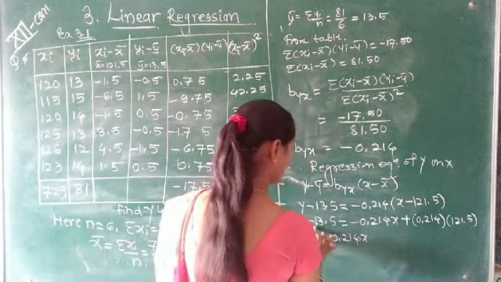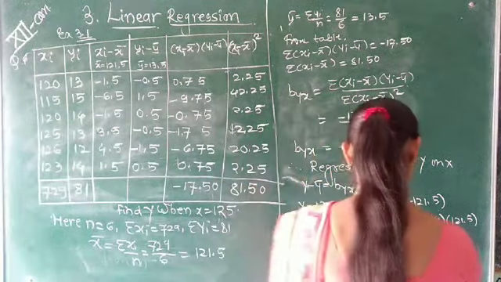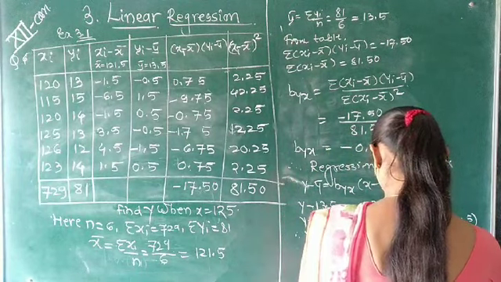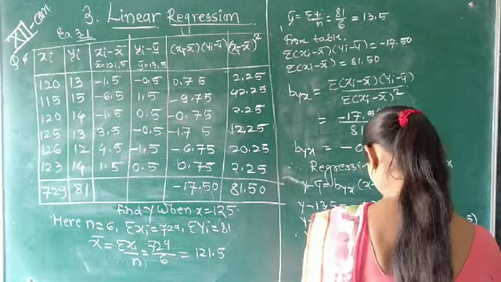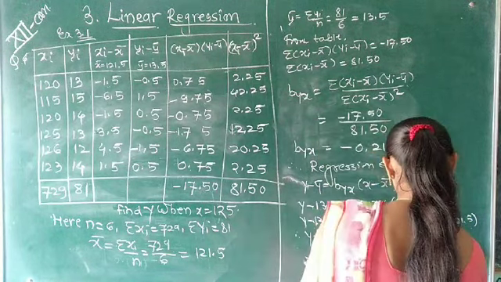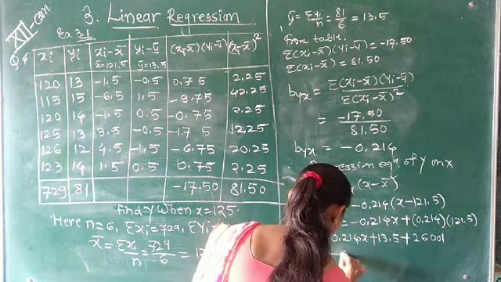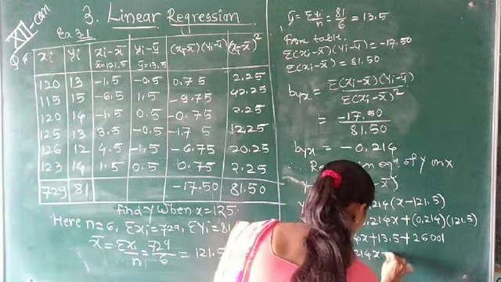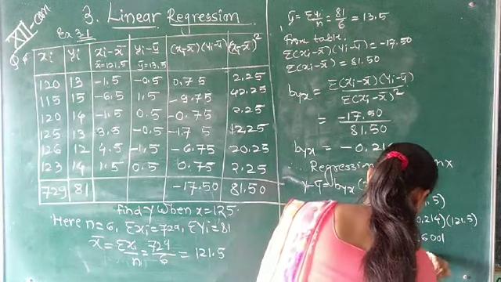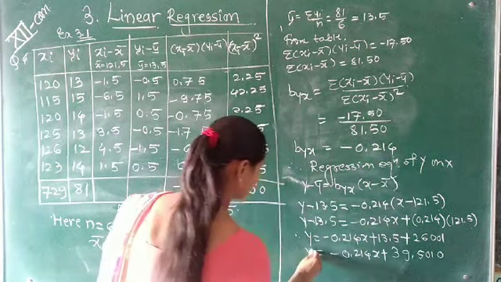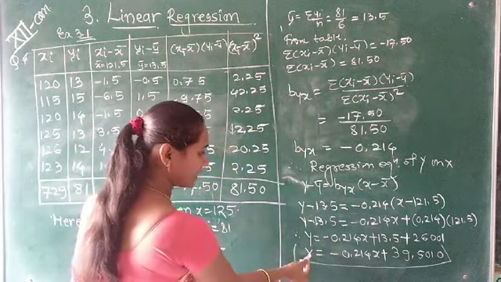0.214x as it is. The minus 13.5 on this side becomes plus 13.5, and the product of this 0.214 and 121.5 is, if we take directly, 26.001, and the minus 0.214x plus, then the addition of this is 39.5010. So this is the regression equation of y on x, but we have to estimate y when the value of x is 125.